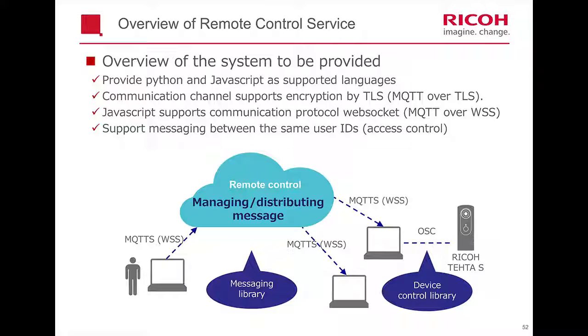This slide shows the overview of the provided system. First, there are two supported languages, Python and JavaScript. The Python version and JavaScript version both provide much of the same basic functions. The only difference is the supported communication protocol. Both versions support encryption for the communication channel. Protection against data snooping is provided, so secure messaging is achieved. The JavaScript version supports WebSocket as the communication protocol, allowing for secure communication.